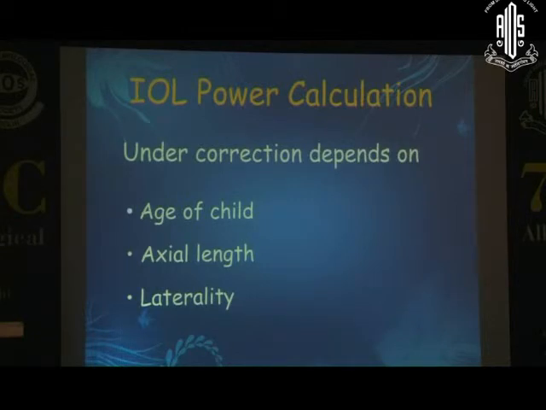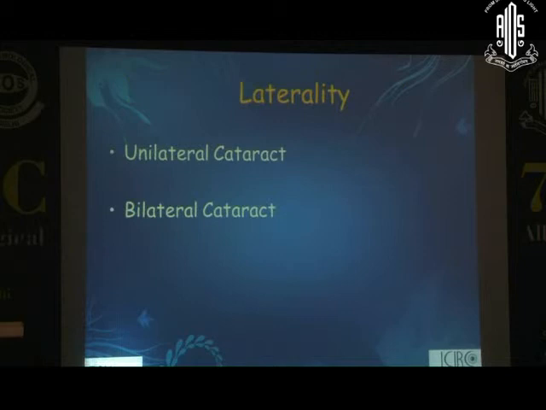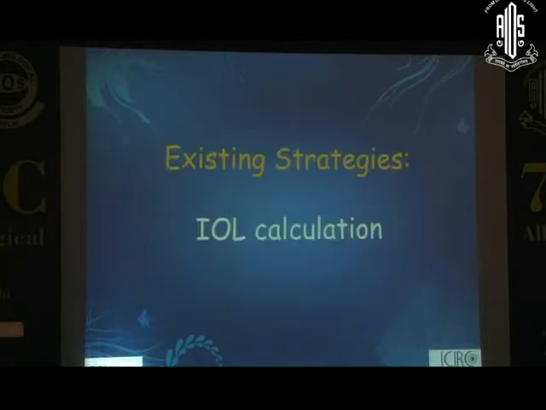So finally, IOL calculation undercorrection depends on age of child. Younger the age, more the undercorrection. Axial length, that means either the child is myopic from childhood or there is family history of myopia. We need to anticipate myopic shift at a later stage and we need to undercorrect more. And in unilateral cataract, I don't undercorrect much because there is already present amblyopia.